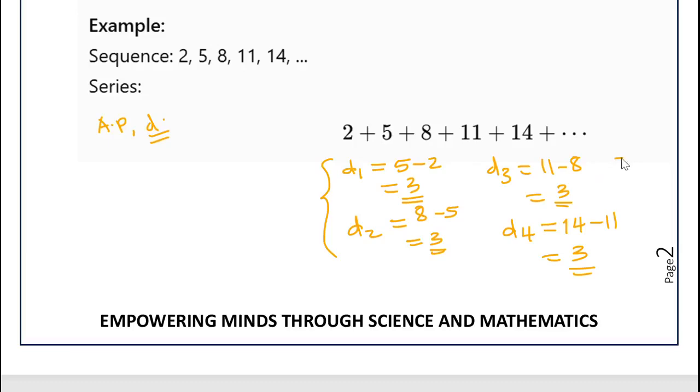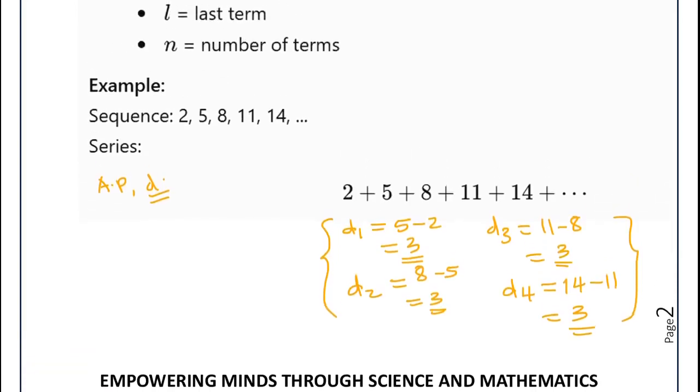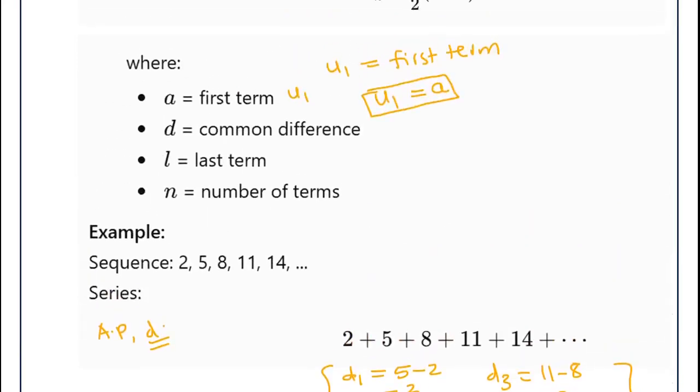So that is the takeaway in your mind, that for it to be an AP series or arithmetic series, the consecutive terms must have a common difference. That is the distinguishing feature that you will take away.